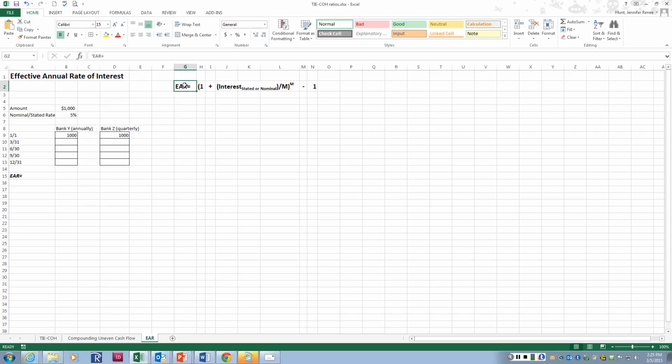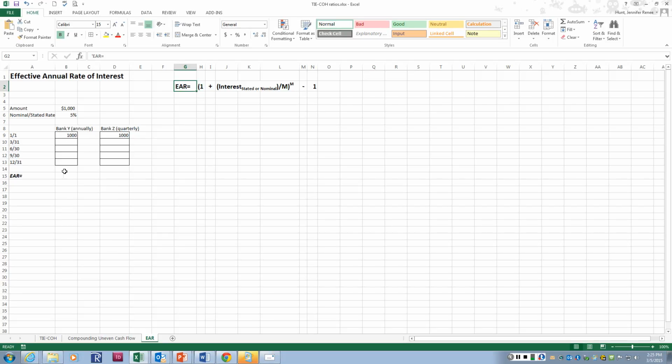So the formula for that, like I said, it's on page 319 of your book, but the formula is going to be 1 plus your interest rate that's stated or nominal. So in our case, this is going to be 5%. You can see it right here. We're going to divide that by the number of compounding periods we have. So in this case, it's going to be 4. We're going to take that number and raise it to the nth degree of the number of compounding periods we have. So it'll be 4 again. Then you're going to subtract 1.